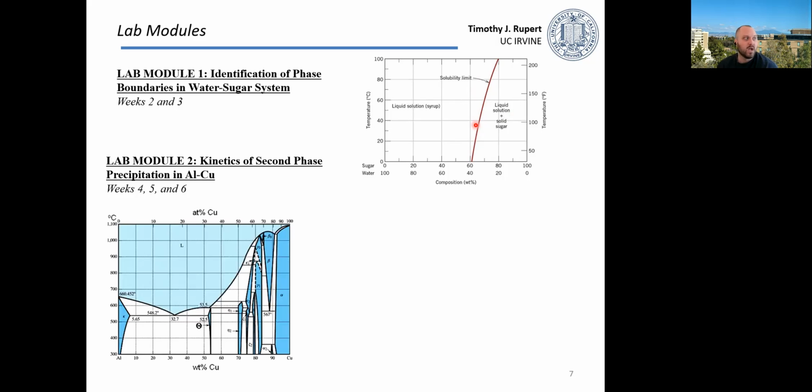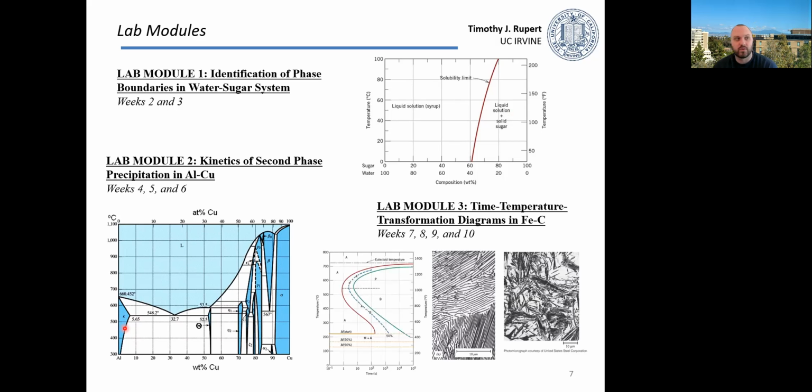In our second module, we're going to look at some of the kinetics of second phase precipitation, and we're going to use the aluminum-copper system as a nice stand-in. So we've learned in our prior classes that this phase diagram tells us for a given temperature and composition what the expected phases are, what the compositions of those phases are, and what the fractions of those phases are. But it doesn't tell us how those things form inside of our material. So we're going to start to play with that and use this as a way to understand how, as we move from a single phase to a 2-phase region, we have precipitation of that second phase.